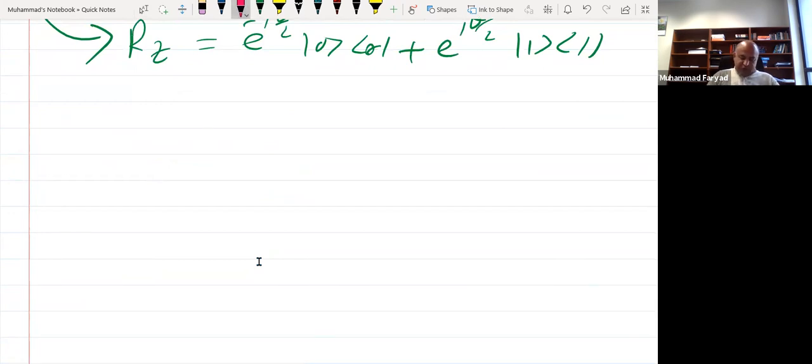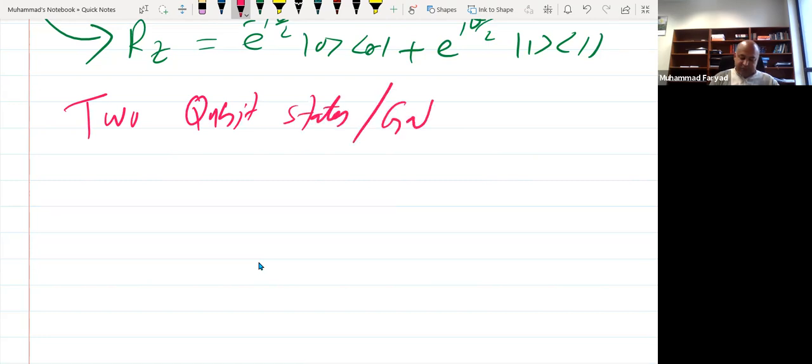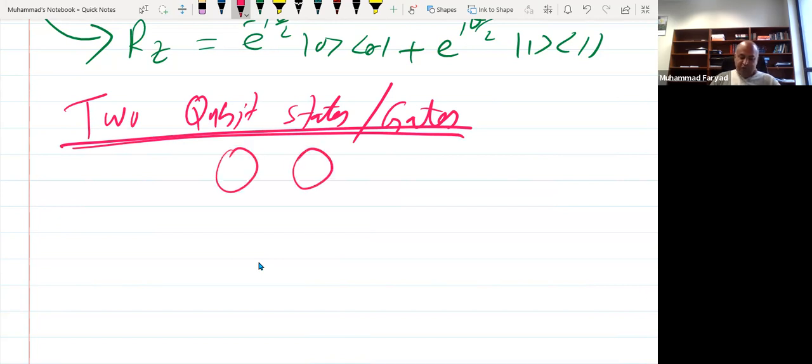All right, so let's now come to the 2 qubit states and gates, and hopefully we will be able to remove confusions today. First of all, these 2 qubit states are states of 2 qubits. Let's say you have qubit A and qubit B, and our fourth postulate of quantum mechanics tells us how to construct states of multiple quantum systems.